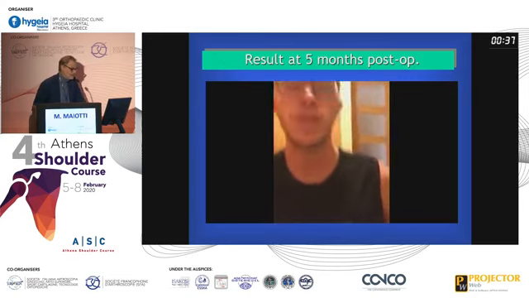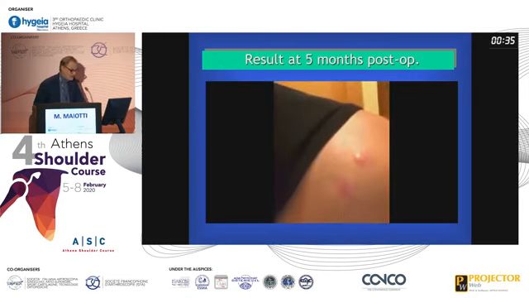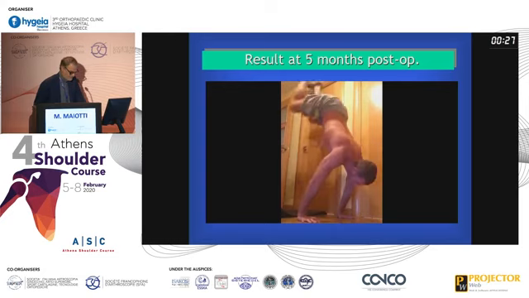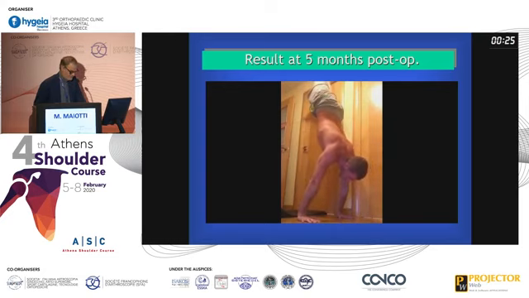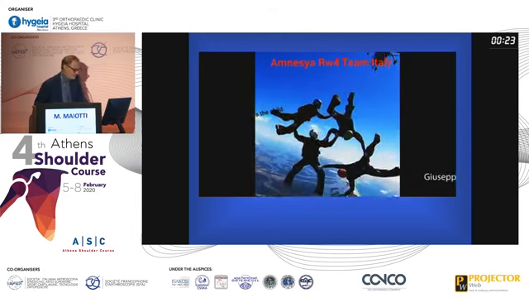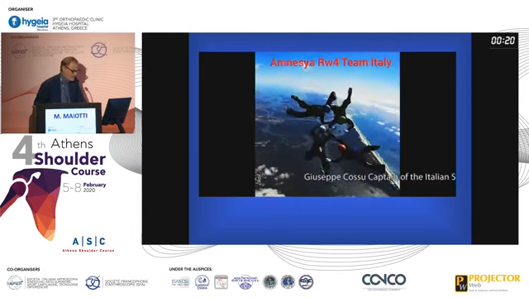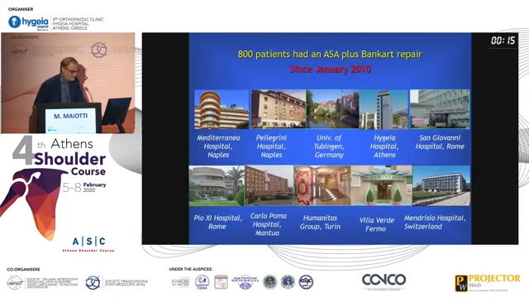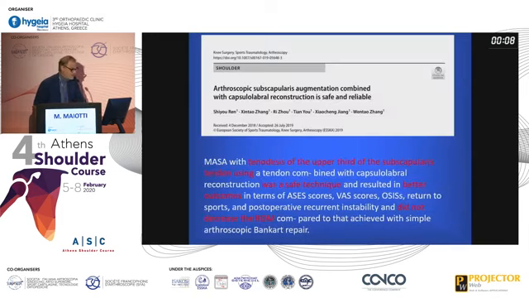This is a guy that has been operated after 5 months. He had 5 dislocations before. This is another guy that had 3 dislocations, and now at 5 months is one of our champions. And 800 patients have been treated with ASA in different centers. They are doing it even in China, a little bit modified, but the results are very good.